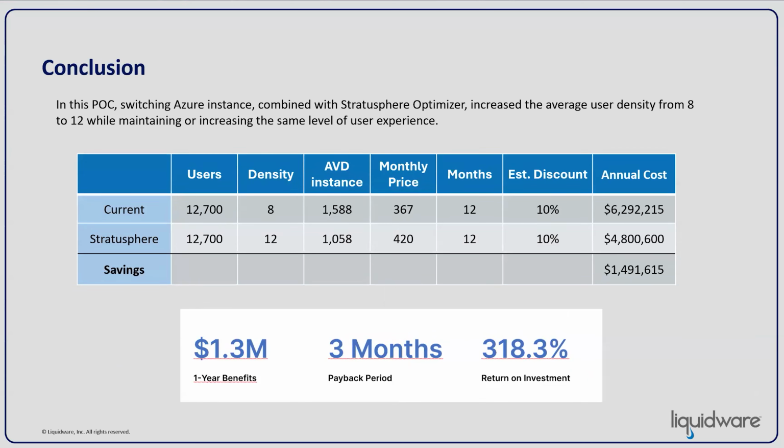And the two things I want to draw your attention to are the following. Once we applied the lesson learned from the pilot, we realized that we could, based on those numbers, extrapolating to about 12,000 users, reduce the instance from 1,500 to 1,000. So that's almost like a 50% improvement. But you see here that the monthly price, this is coming from the AVD price list, went up from 367 to 420. And that's because of the change in VM type.